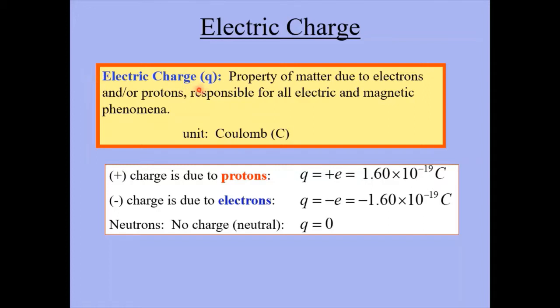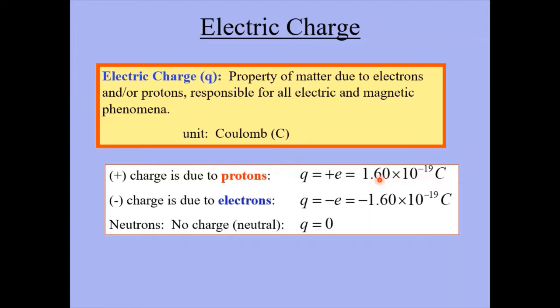Electric charge is abbreviated with the letter Q, and it is measured in units of coulombs, named after a French physicist, Coulomb. And the abbreviation for coulomb is a C. So for example, positive charge in nature is due to protons, because remember, they are positively charged particles. And the positive charge of a proton, Q, is equal to 1.6 times 10 to the minus 19 coulombs.